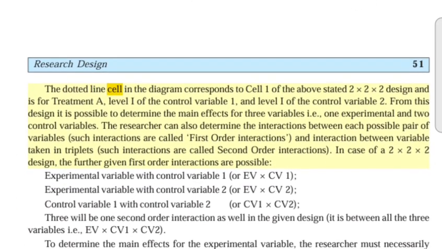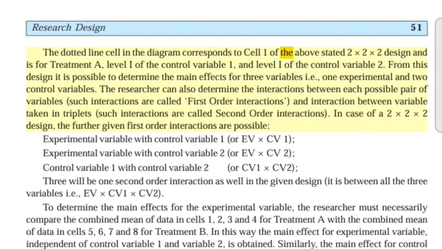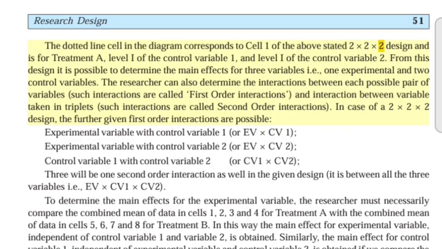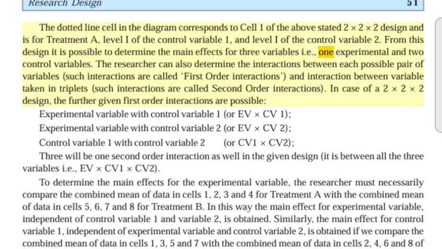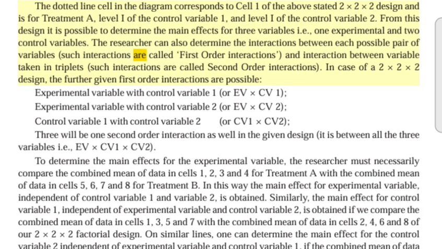The dotted line cell in the diagram corresponds to cell 1 of the above stated 2x2x2 design and is for treatment A, level 1 of the control variable 1, and level 1 of the control variable 2. From this design it is possible to determine the main effects for 3 variables, i.e., 1 experimental and 2 control variables. The researcher can also determine the interactions between each possible pair of variables. Such interactions are called first-order interactions. An interaction between variables taken in triplets is called a second-order interaction.